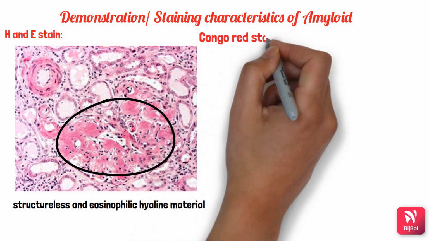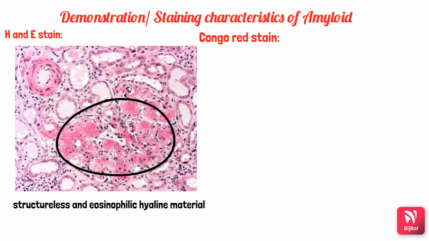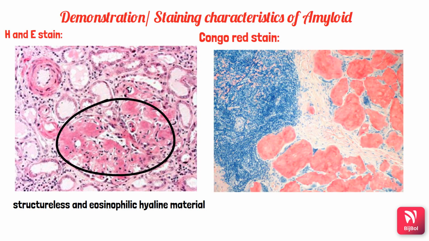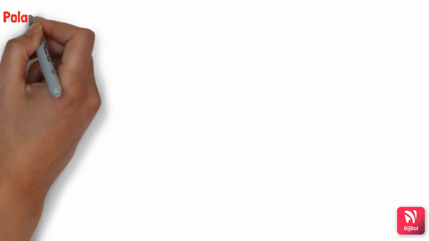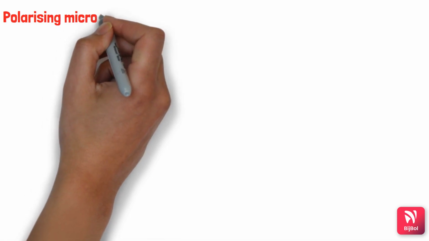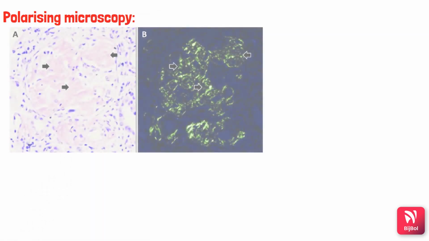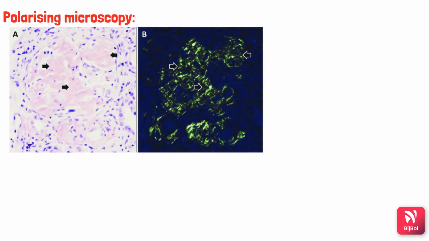If you are not able to differentiate it in the H&E stained section, we can use special stains like Congo red stain. This is a picture of Congo red stain of amyloid, wherein amyloid has an affinity for Congo red. It shows a pink red color, as you can see. Amyloid can also be identified under polarizing microscopy, after staining with Congo red itself. On the left, those pink areas are amyloid.